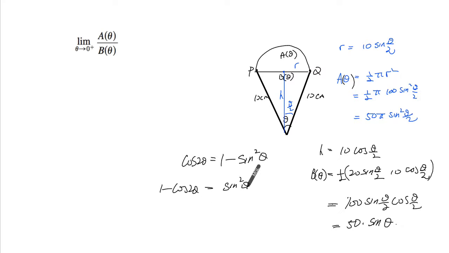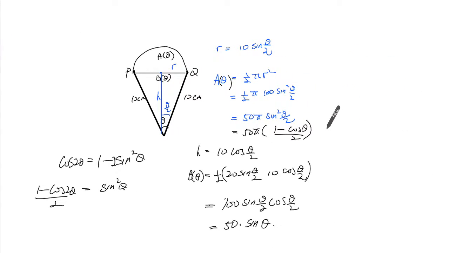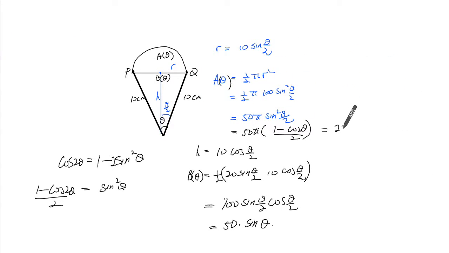So if you replace that with theta over 2, you're going to get 50 pi. Forgot the 2 here, sorry, so you have to divide this by 2. So I'm going to get 1 minus cosine of theta. Which means it's equal to 25 pi times 1 minus cosine of theta.